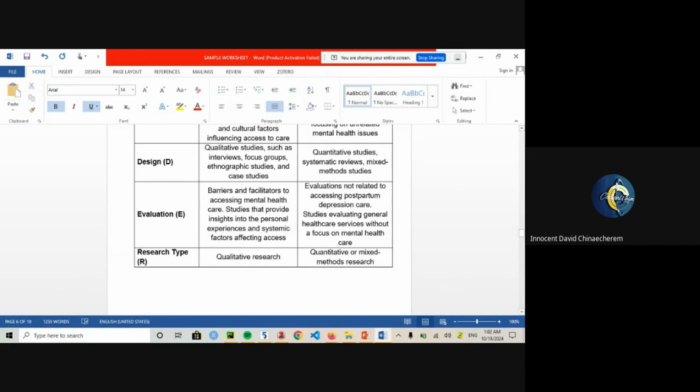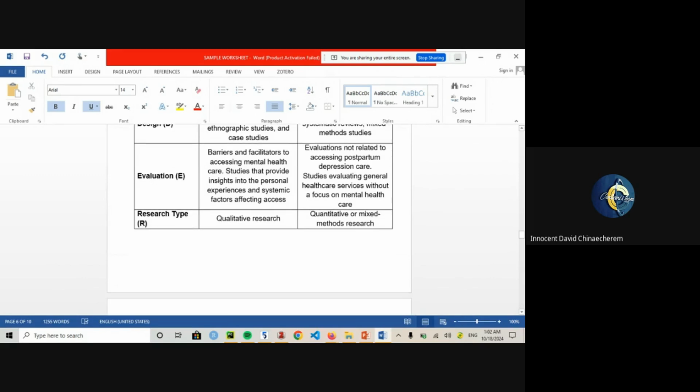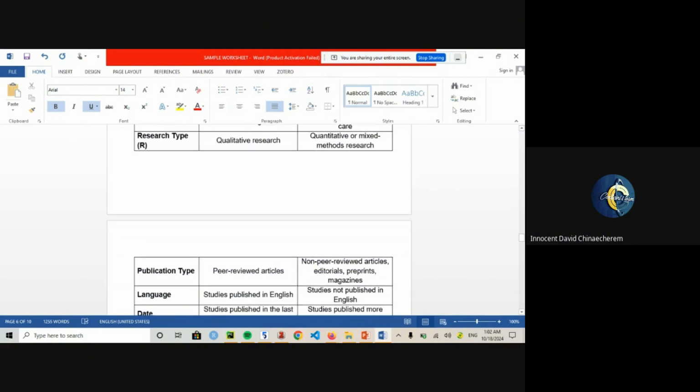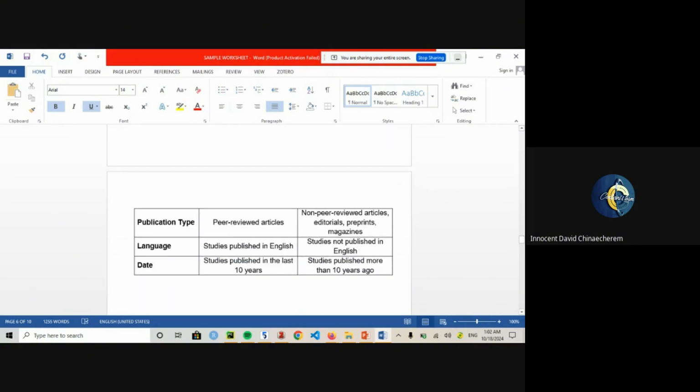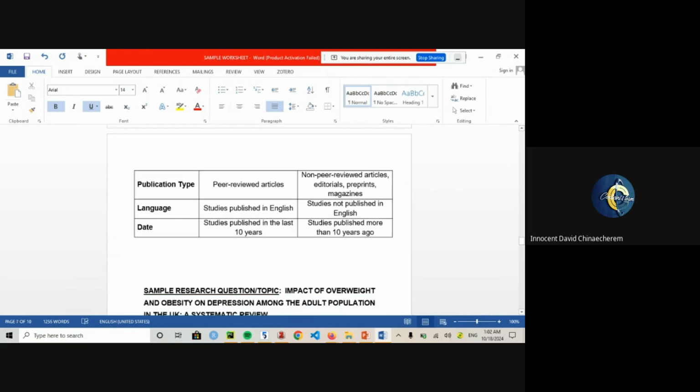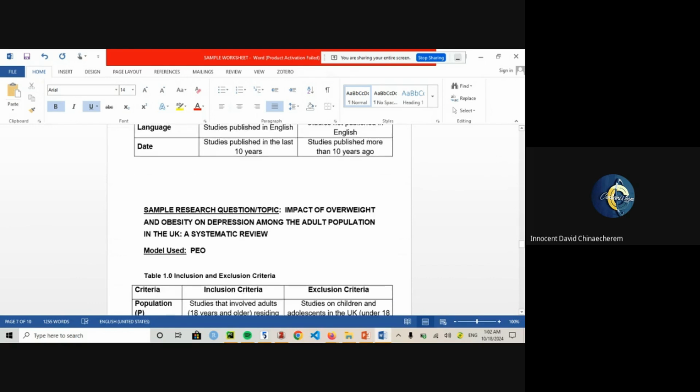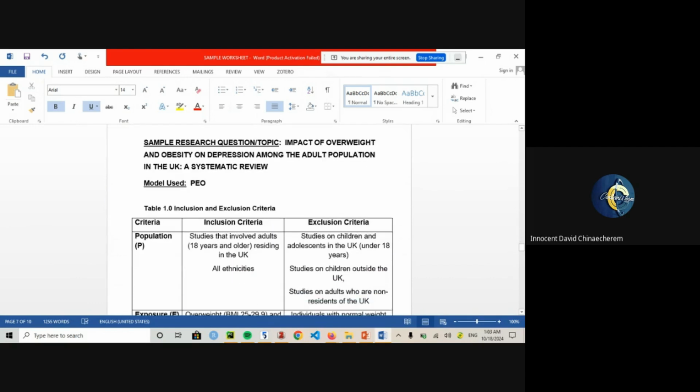So we've got our exclusion criteria there. And same with our research type, qualitative, quantitative or mixed removed. Publication type is peer-reviewed, non-peer-reviewed. Studies published in English and studies published in the last language. So the same thing also applies here, where we have our PEO framework looking at this question, the impact of overweight and obesity on depression.